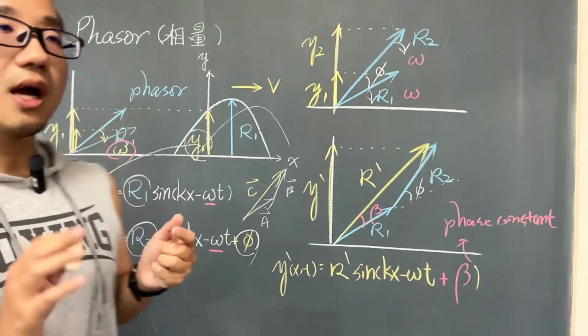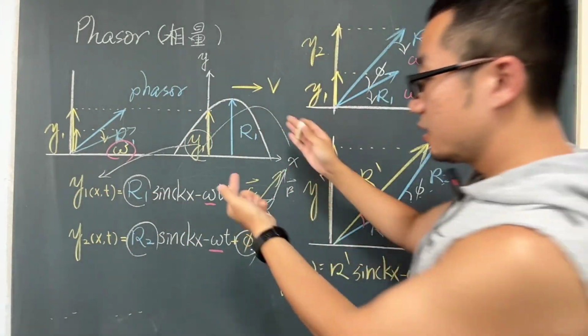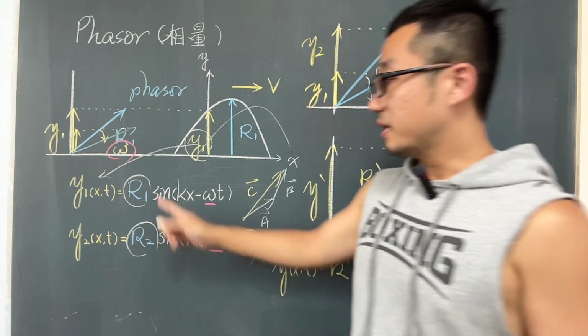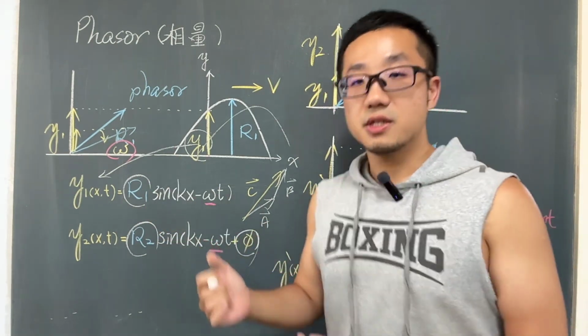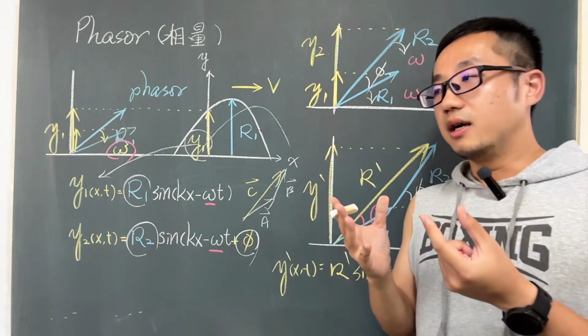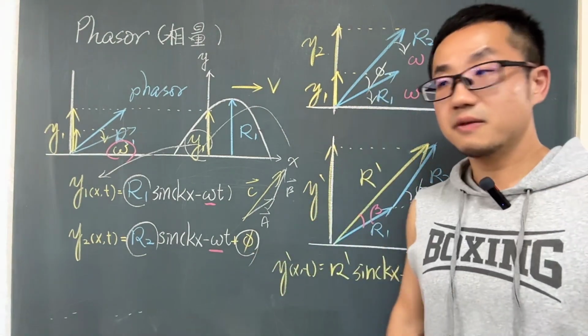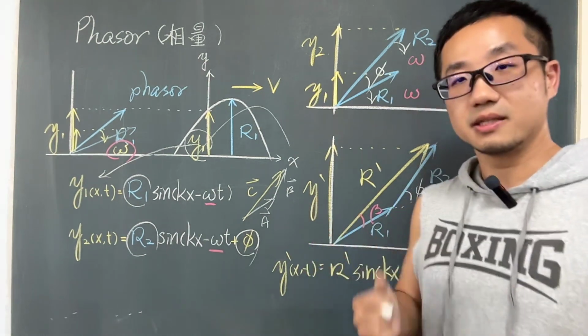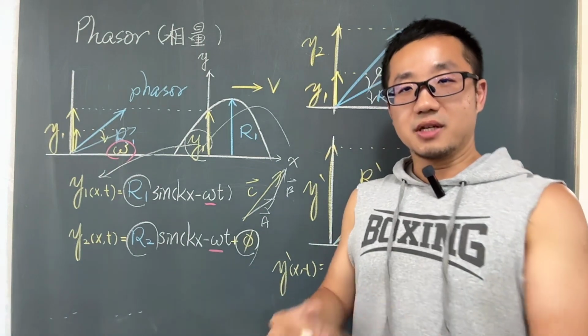So this is how we use the phasor diagram to combine the two waves, even though they have different amplitudes, even though there is some phase difference between them. I can still treat them like vectors. You can just add them all together beautifully, elegantly, instead of adding them using complicated trigonometry.